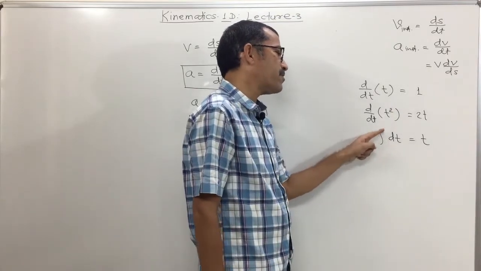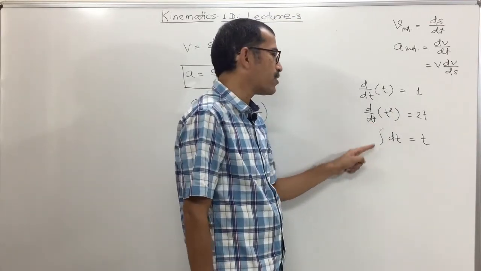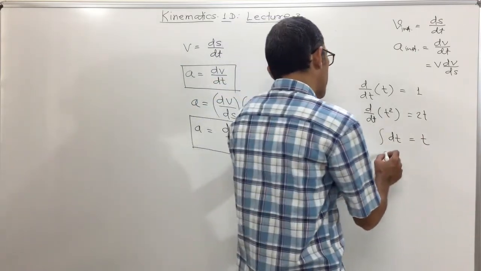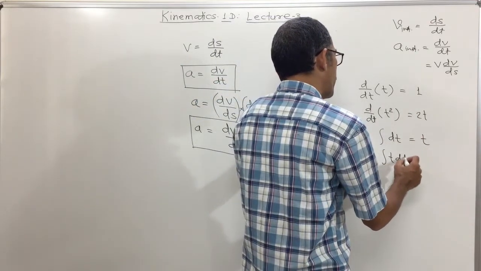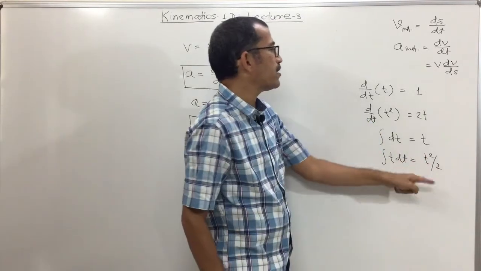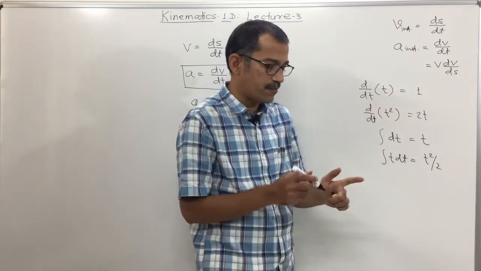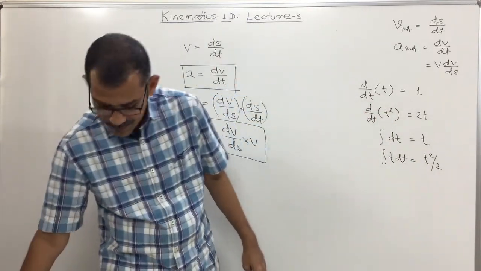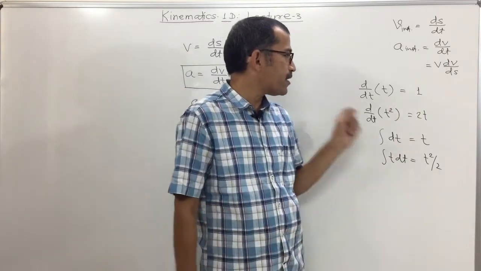But if there is a definite integral, where we put an upper limit and a lower limit, then the integration of dt is t, and then we substitute the limits. The integral of t dt is t square by 2. Here the power increases, and when you differentiate, the power decreases. So assuming you know simple differentiation and simple integration.